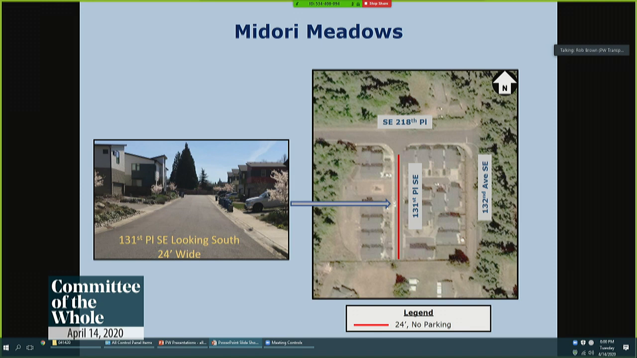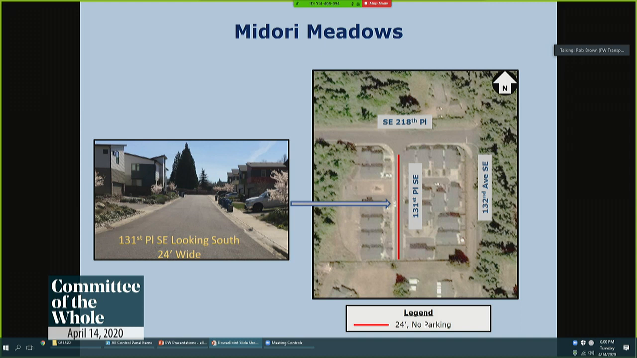So here on the right is an aerial photo of the location, just off of 132nd Avenue Southeast and just south of Southeast 218th Street. This was built in 2016, and this is one of, if not the last development that was built in the city of Kent that was permitted by King County before the Panther Lake annexation. The street is 24 feet wide, and so it doesn't meet the 28-foot requirement for parking on one side of the street, and so we are proposing no parking on both sides of the street.